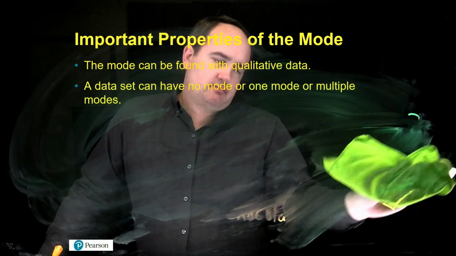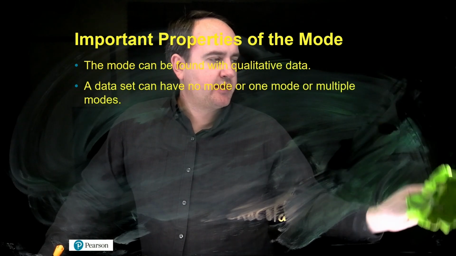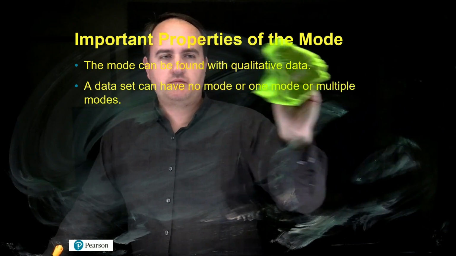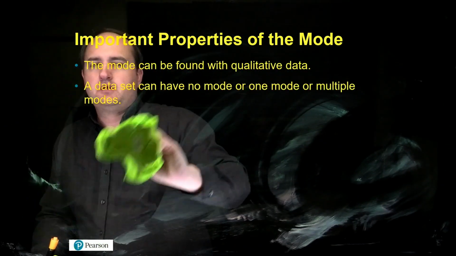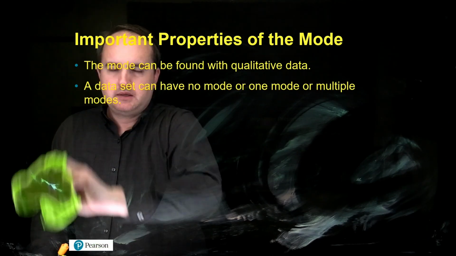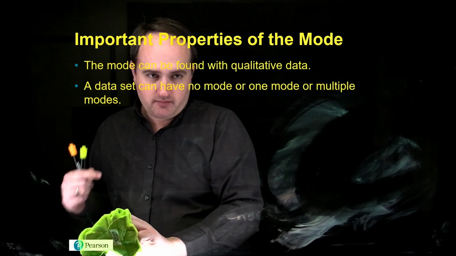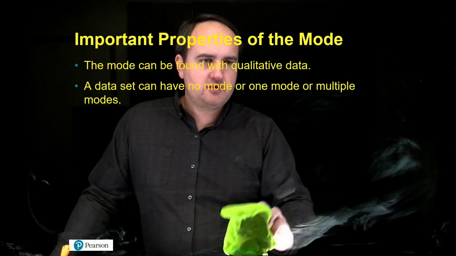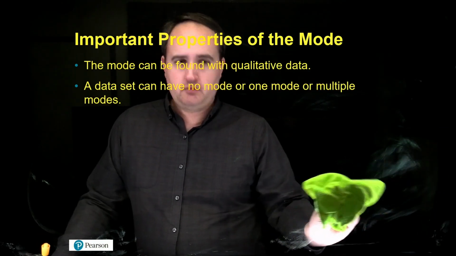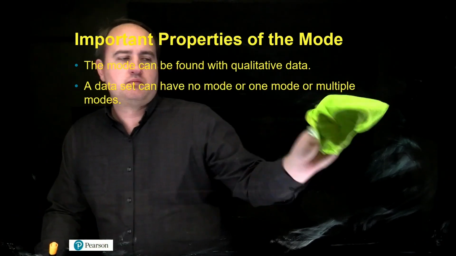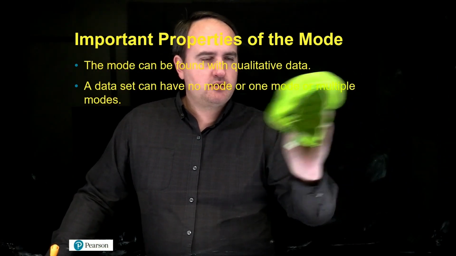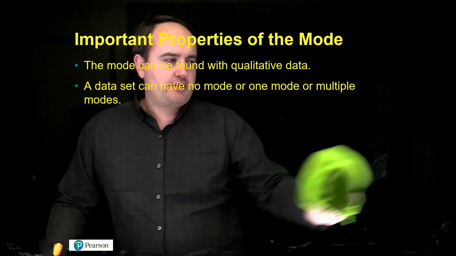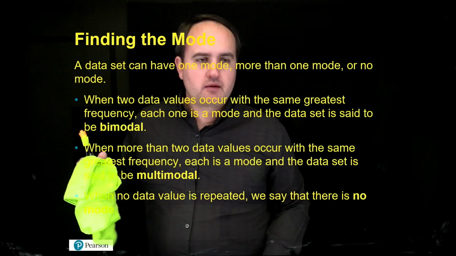But that's useful. Unlike the other measures of center, the mean and the median, there's only one mean and only one median. But a cool thing about the mode is that you can have more than one mode or you can have no mode. So that's an interesting and important property of the mode. Okay.